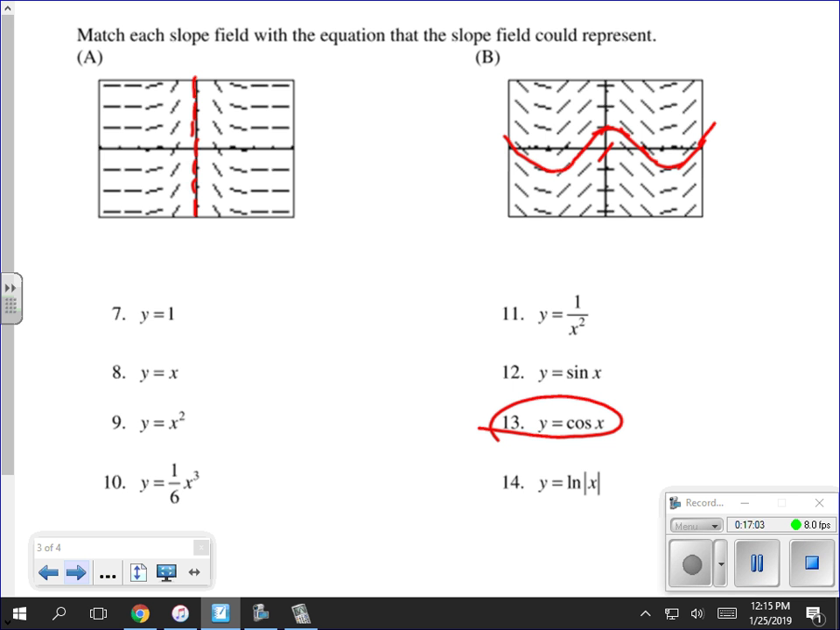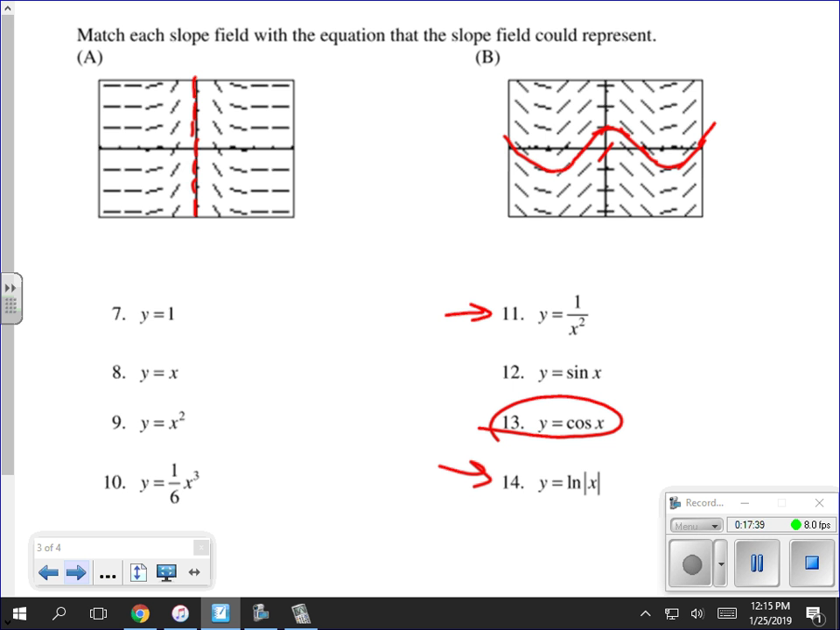So this one's undefined. Which one of these functions is undefined at x equals 0? This one's undefined at x equals 0. So is that. The natural log of 0 is undefined. So now you have to figure out and decide which one works. Which one is it? Okay, and see which one matches up best.